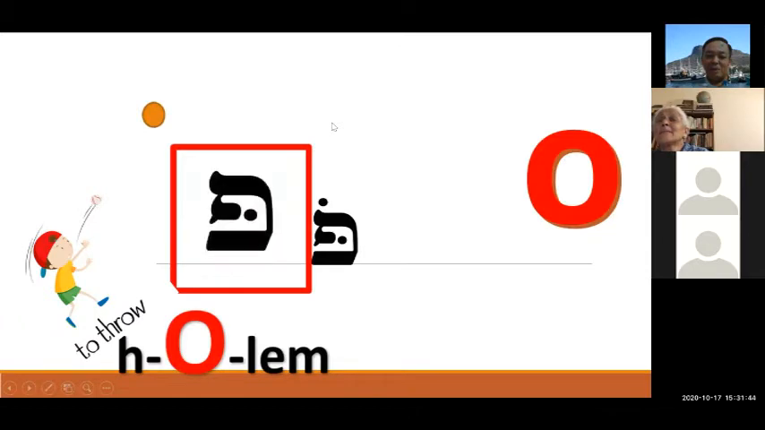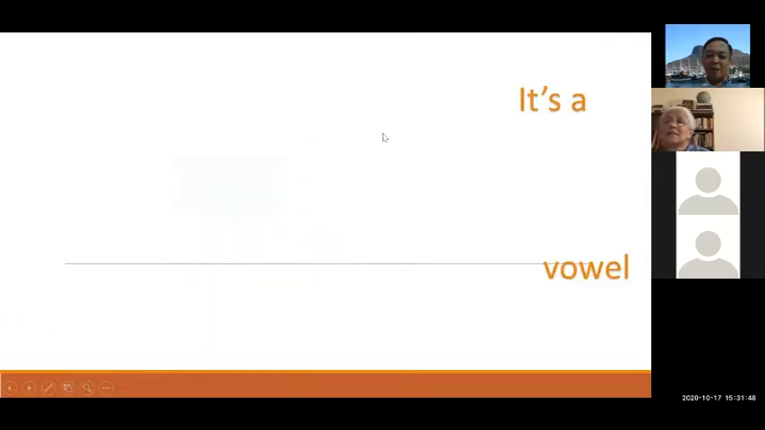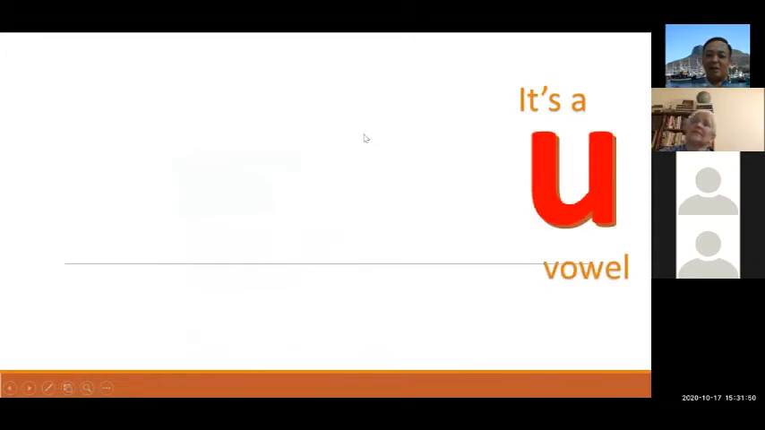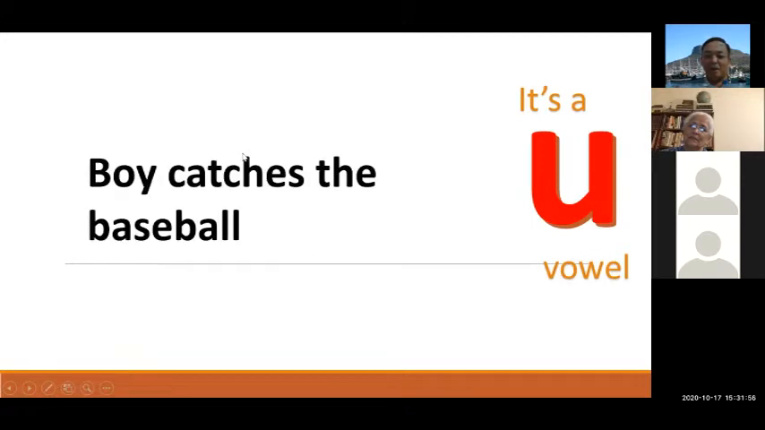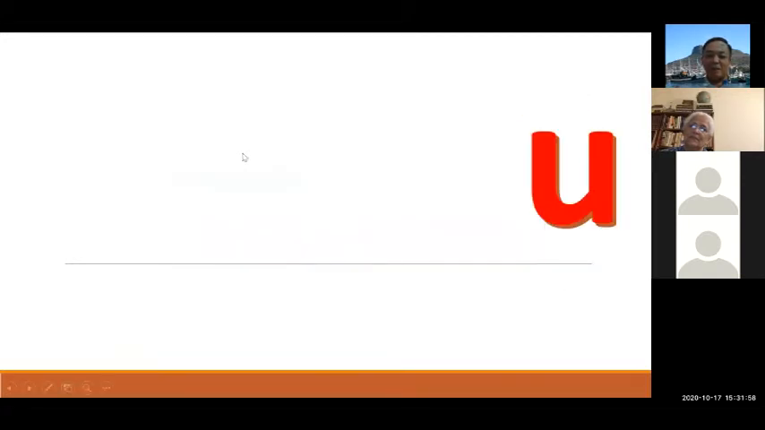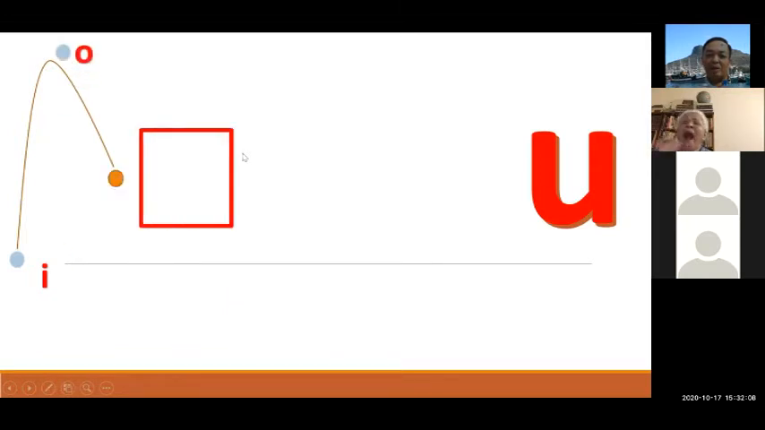Okay, this is an O vowel, so like this, po. And this is what it appears as. Now, the other vowel is the U vowel. The U vowel is when the boy catches the ball, right? The boy catches a baseball. The ball on the ground is an I. You throw it high up, it's an O. And when the boy catches it, it is a U vowel. I-O-U, all right?